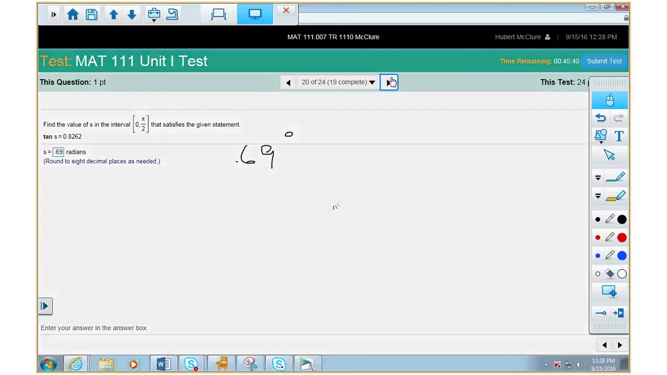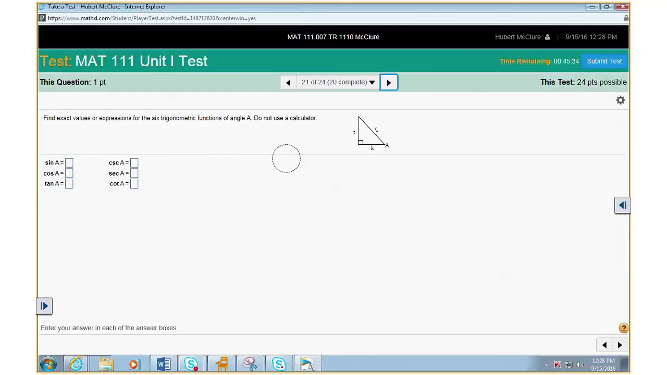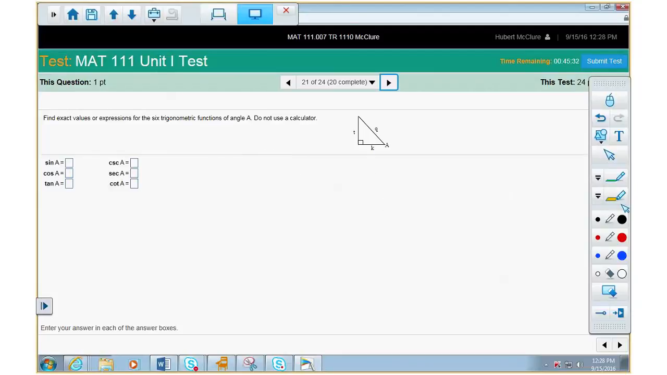Next. Just such stupid questions. They are. Nobody uses radians anyway. All right. Do this one. Do not use a calculator. Oh my gosh, some of y'all on the calculator drill team, y'all gonna be able to do it.